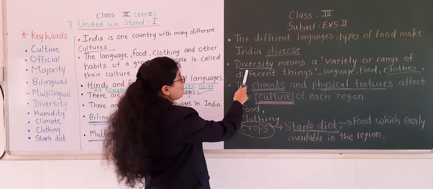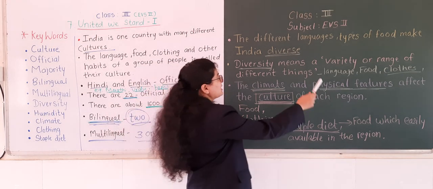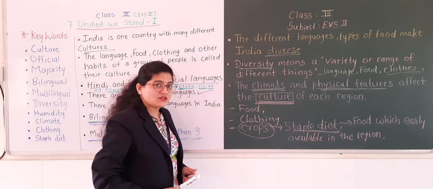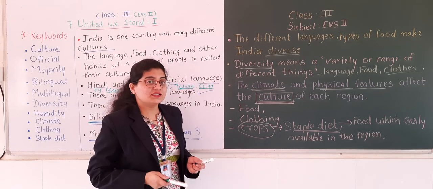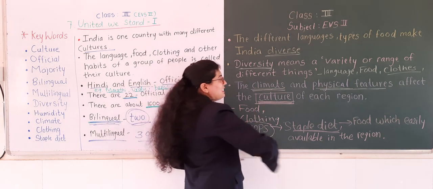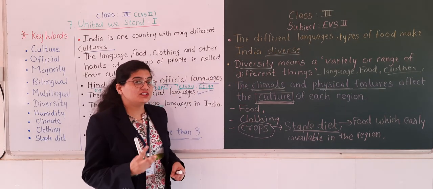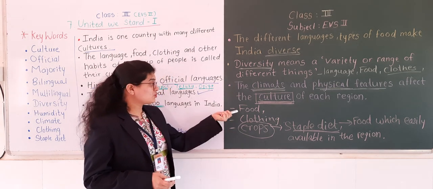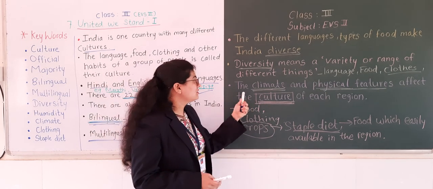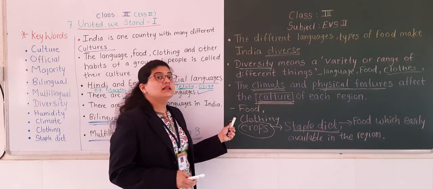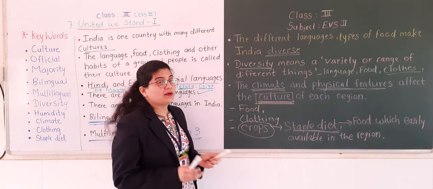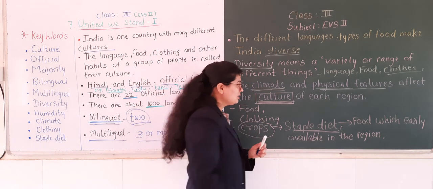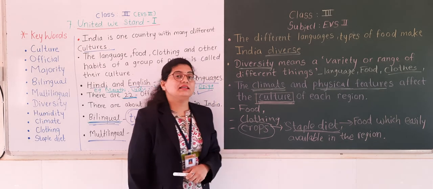So what is meant by diversity? Diversity is nothing but the variety or range of different things. What are the reasons behind the diversity? The climate and physical features are the two main reasons behind this diversity in India. We can also say that climate and physical features affect the crops of a particular region. The staple diet is the food which is easily available in the particular region.